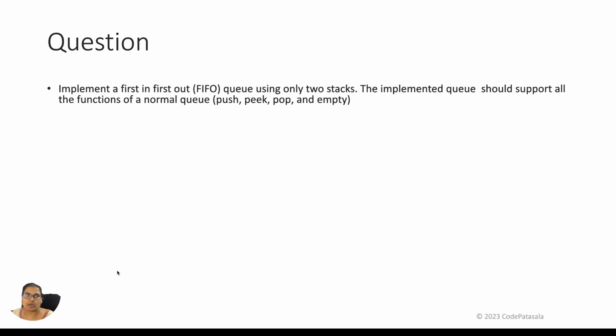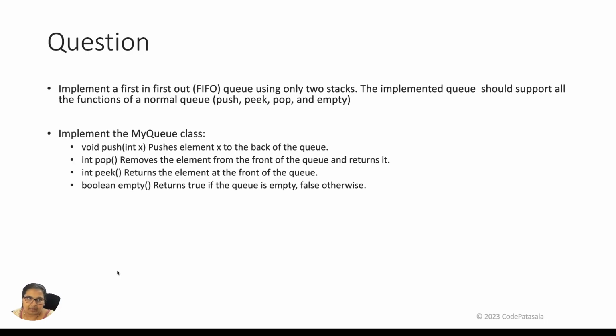Today we are going to look at implementing a queue using two stacks. Okay, so let's see the problem statement first. The problem statement says implement a first in first out queue using only two stacks. The implemented queue should support all the functions of a normal queue, which is push, peek, pop and empty.